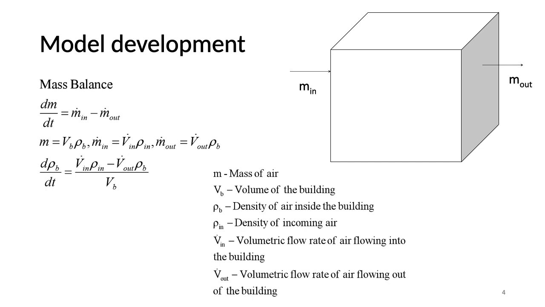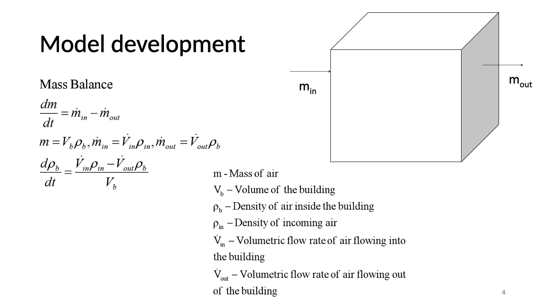So I'll start the modeling process with mass balance for the selected control volume. Mass of air inside the building is equal to the volume of the building VB times the density of air rho B. In the same way, we can write m dot in and m dot out as a relation in volumetric flow rate and density of air coming into the building and going out of the building. Note that rho out is equal to rho B because we assume perfectly mixed conditions.